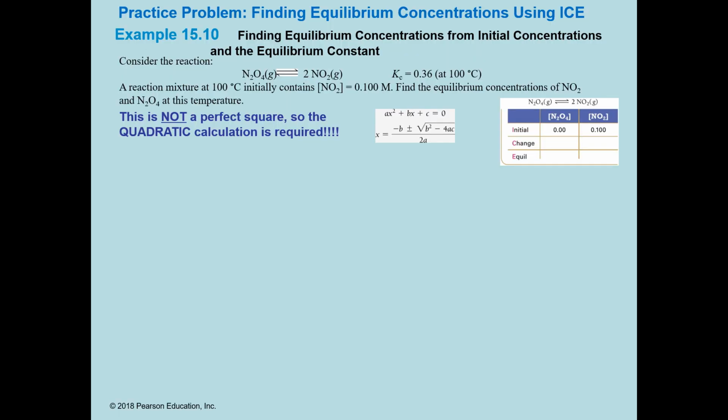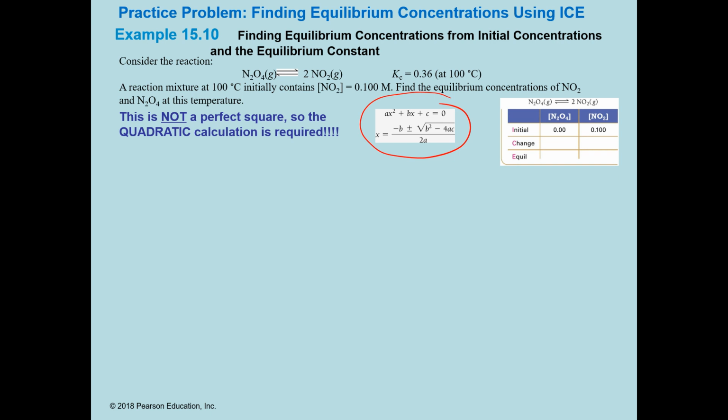All right. So just like we saw before, we have a reaction. It's 100 degrees Celsius. It contains initially NO2 at 0.1 molar. That's all you get. And it wants to know the equilibrium concentrations of the NO2 and the N2O4. And I'm just kind of reminding you of what the quadratic looks like. And so we have the beginnings of an ice table.